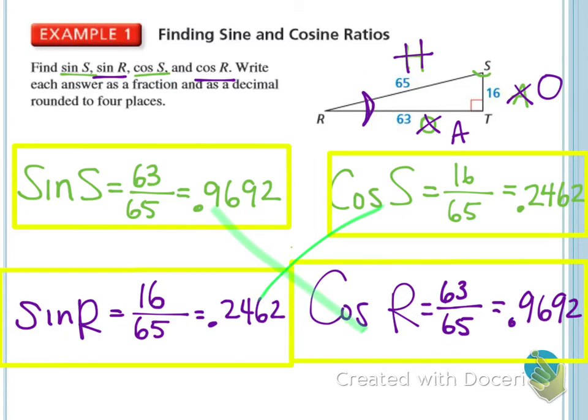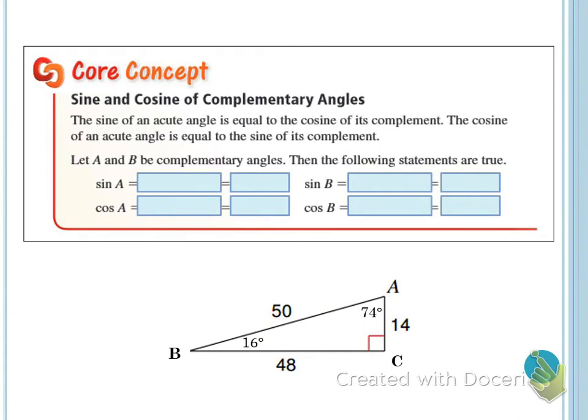And there is a reason. The sine and cosine are complements of each other. What does complement mean? They add up to what? 90. So they add up to 90. This section might be written weird, but it's a very simple property. What's going to happen is sine of A is going to be equal to cosine of B because they are complements of each other. So let me show you what that looks like.